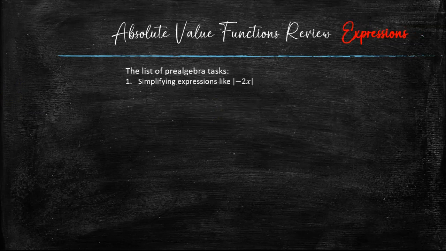Now, in regards to expressions, you have to be able to pull out that negative sign from the absolute value sometimes. So you should know that the absolute value of negative 2x will be the same as the absolute value of 2x. There's no need for a negative sign inside of the absolute values.